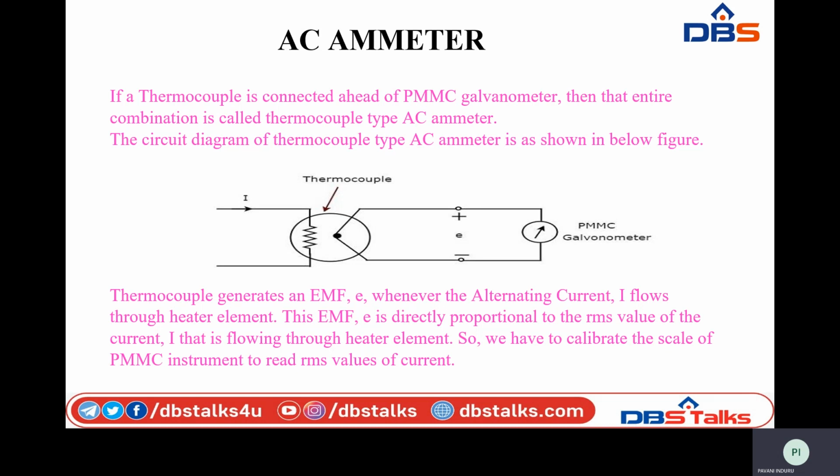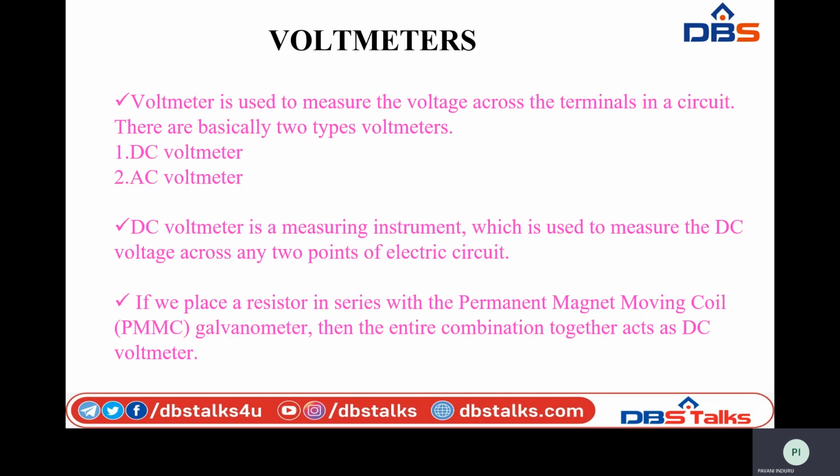So next, coming to the voltmeters. Similar to the ammeters, we have another equipment known as a voltmeter. The voltmeter is used to measure the voltage across different terminals in a circuit. Similar to ammeters, we have two different types of voltmeters as well: DC voltmeter and AC voltmeter.